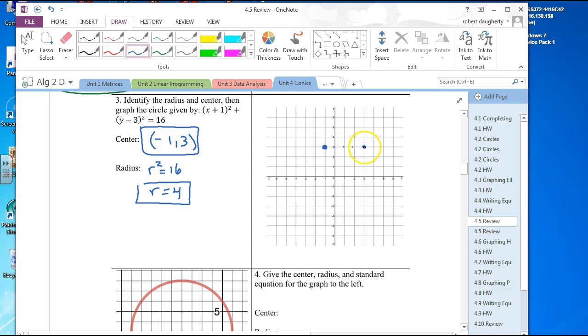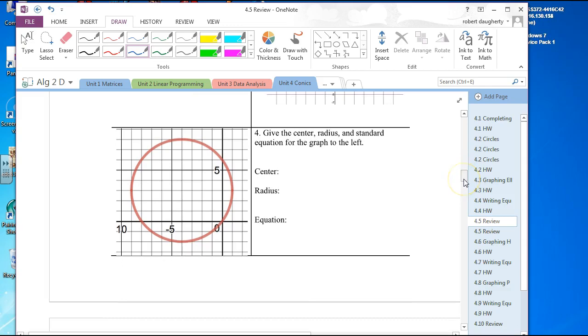So it goes through this point, right here, here, and here. And that is it. Negative 1, 3, radius of 4.